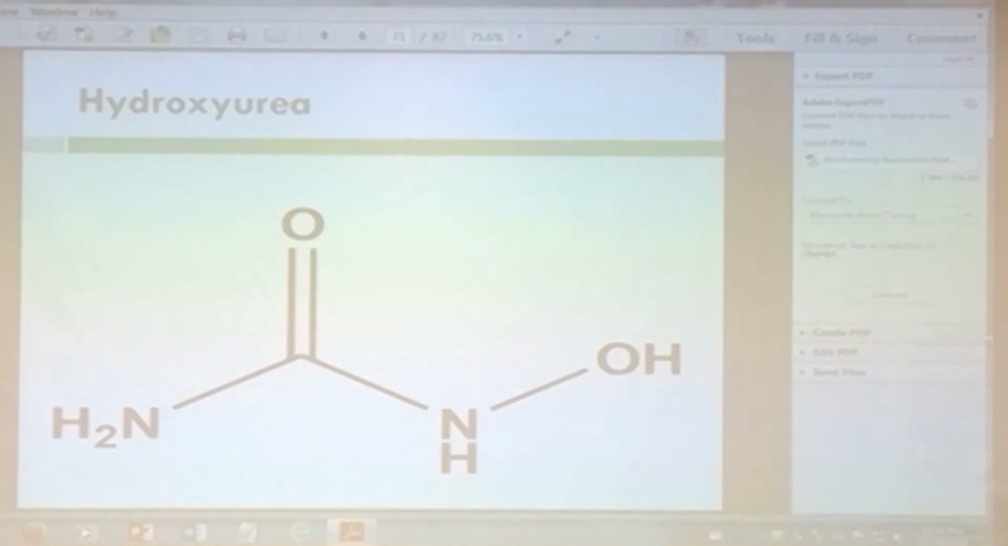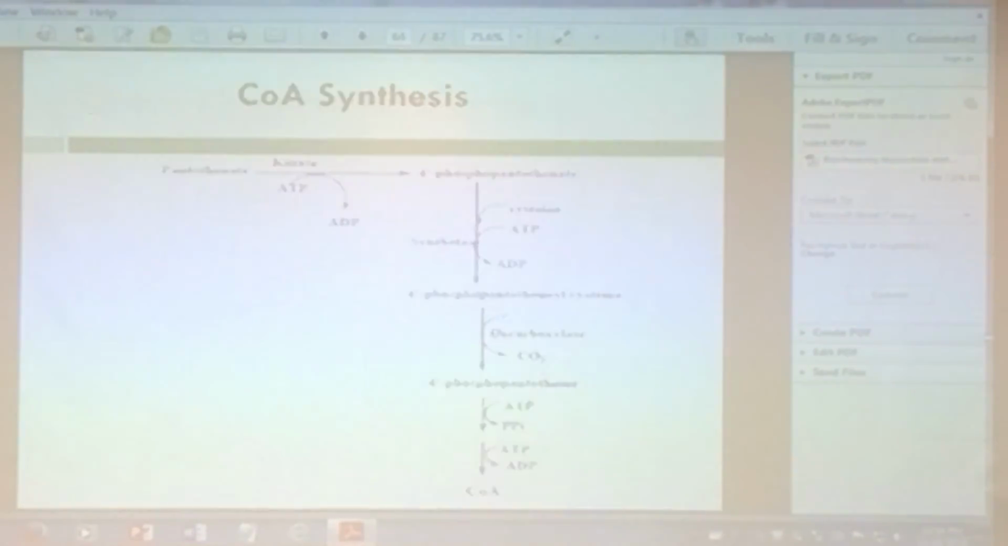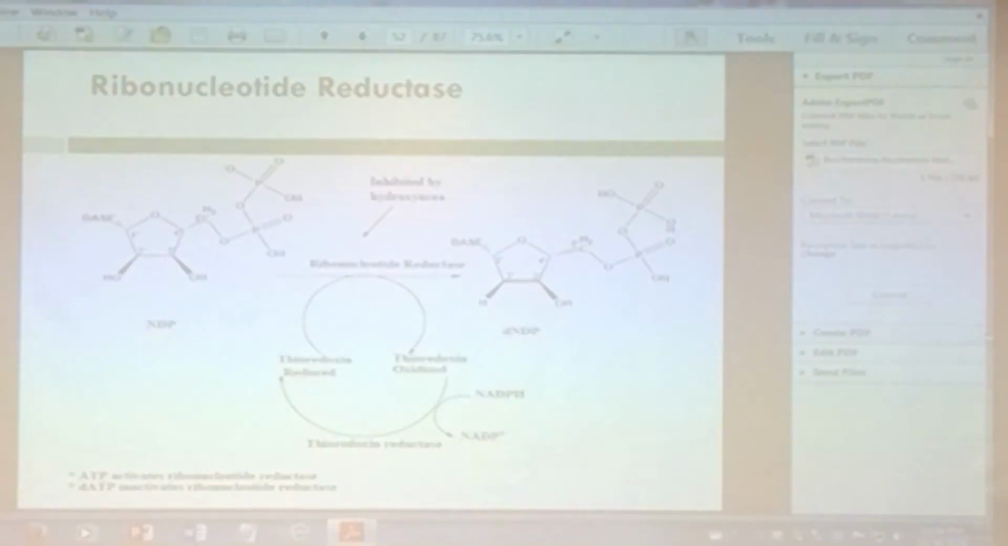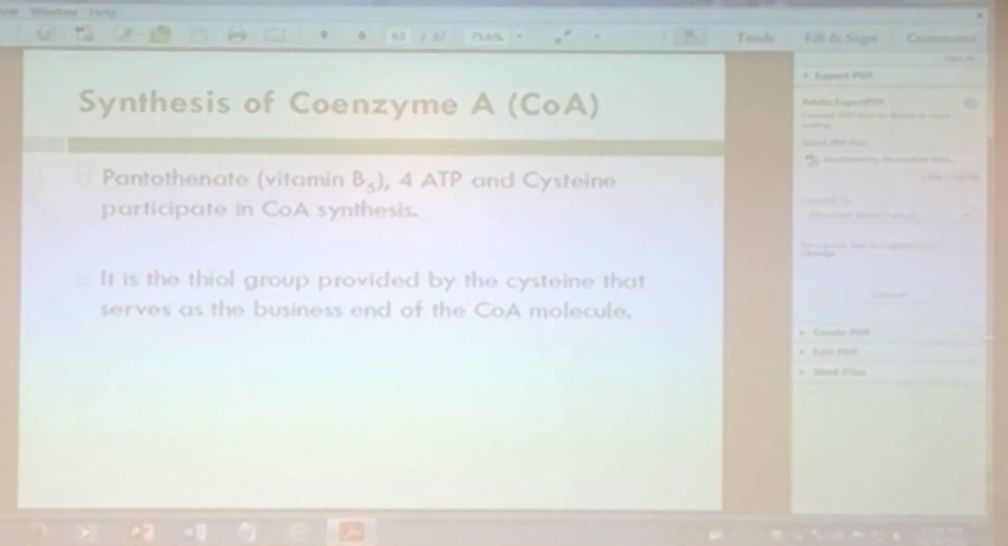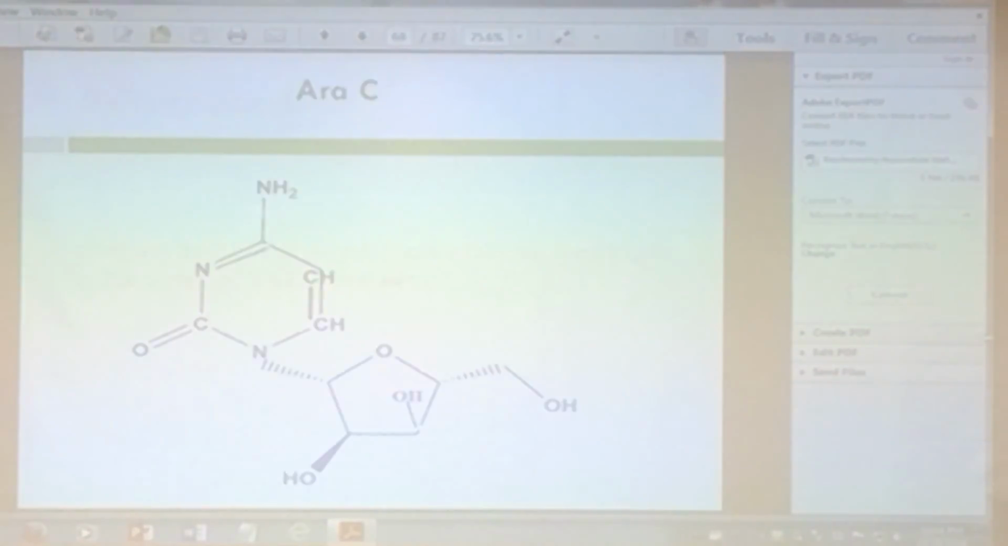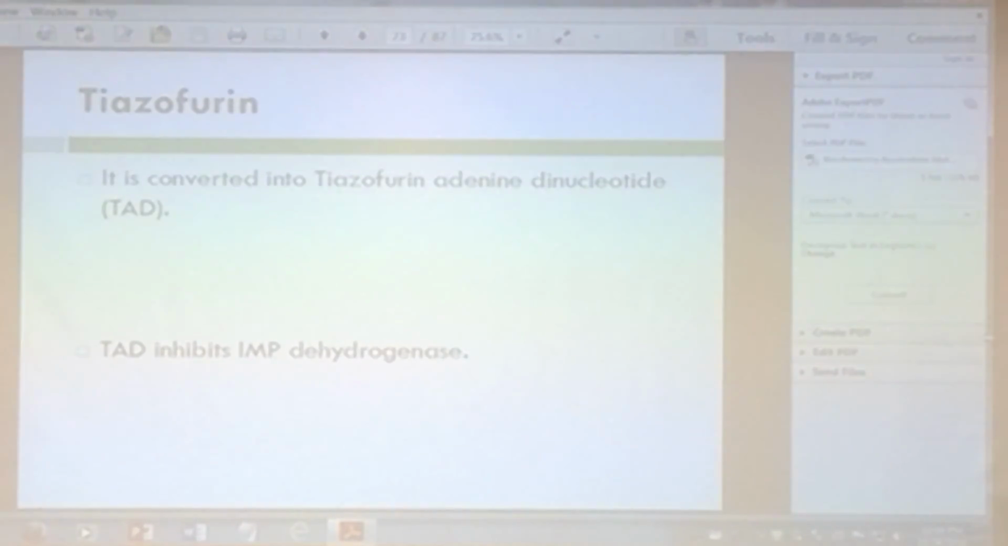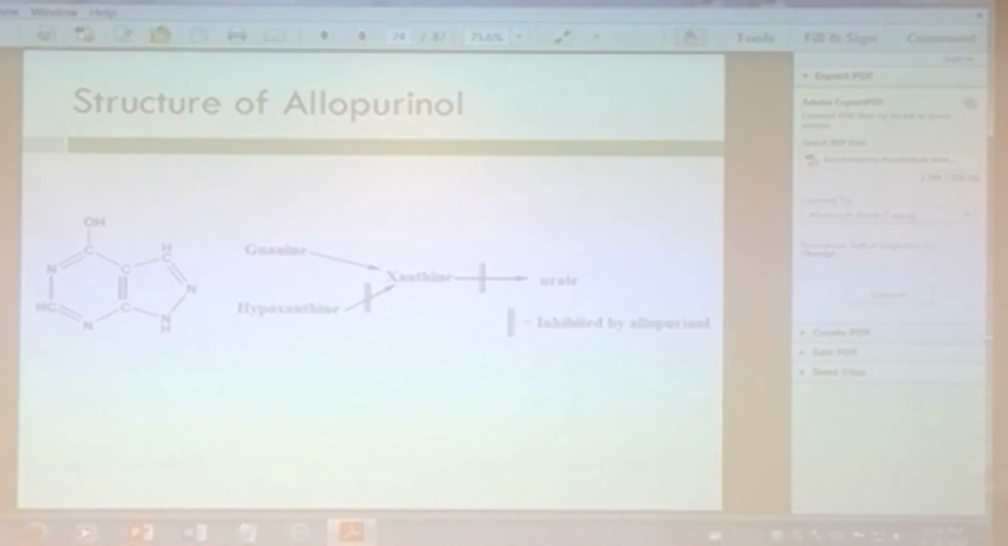And then hydroxyurea, once again, if you look at the hydroxyurea, that inhibits this step here, the ribonucleotide reductase, that is the conversion of the ribose into deoxyribose. Right? Tiazofurin, that's a non-specific compound that inhibits IMP dehydrogenase. Allopurinol that inhibits the xanthine oxidase, right?